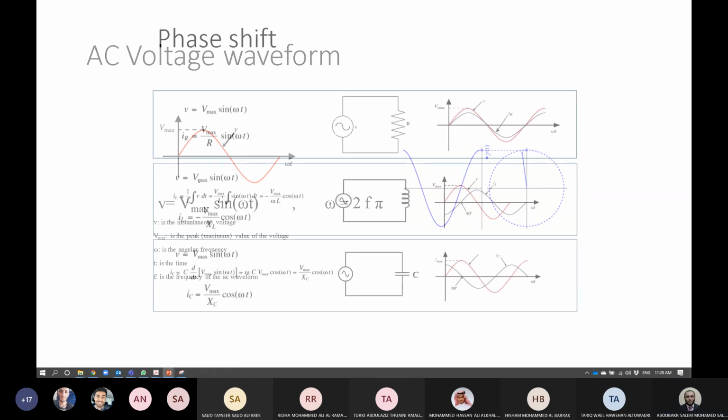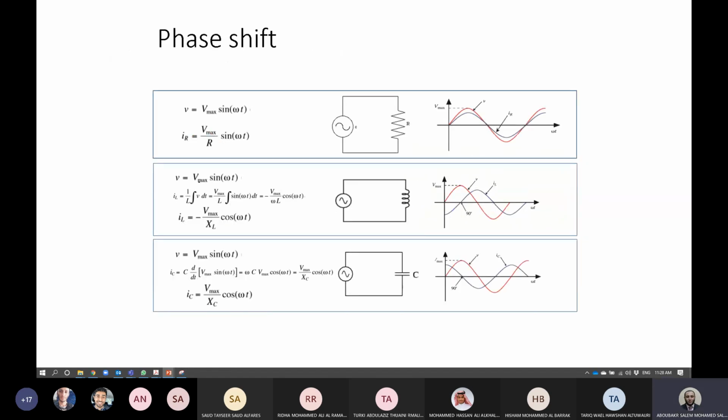Now, if we have three-phase systems with three elements, R, L, and C, the passive elements of electricity, of course all of you know the relation between voltage and current. If we have V applied to a resistive load, the current will be the same, moving with the same frequency, but the magnitude will be changed by the gain of 1 over R. So the waveforms of V and I will be in phase like that.